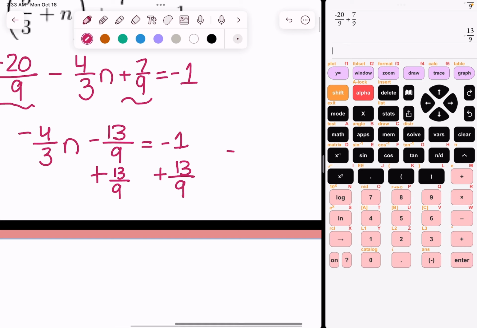We leave the variable term alone. Don't touch it at first. We were trying to get rid of the minus 13 over 9, so we added it. So negative 1 plus 13 over 9, that gets us 4 over 9.